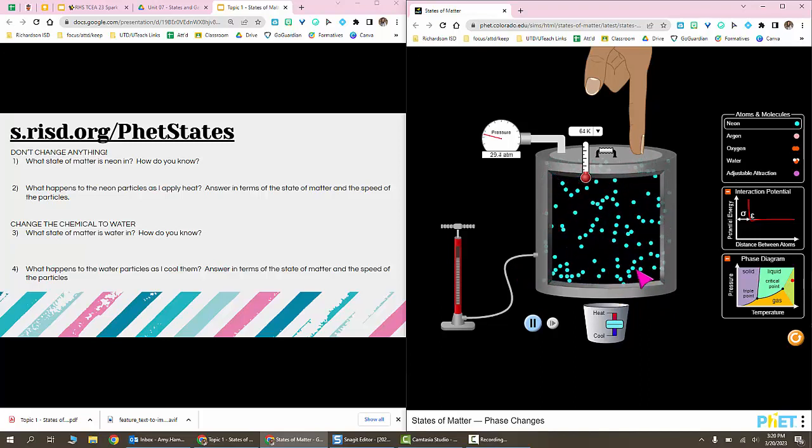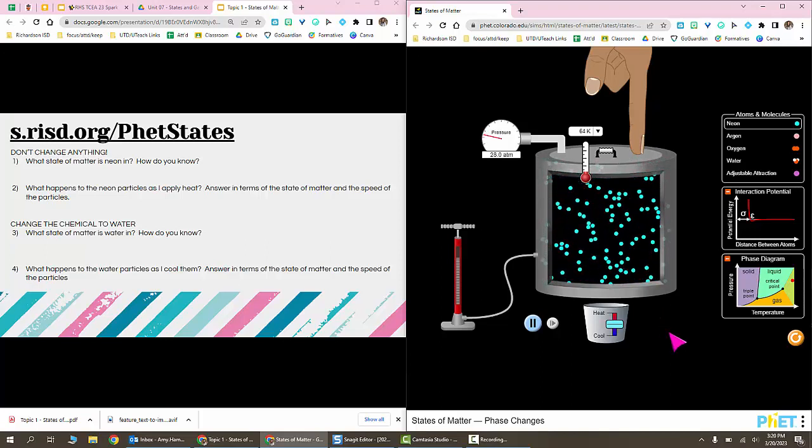They are not confined to the bottom of the container anymore. So what state of matter happened, or what state of matter have we created? It is now a gas. So it is a gas, and we know that because the particles are moving faster and more freely, and they are not connected to each other anymore.